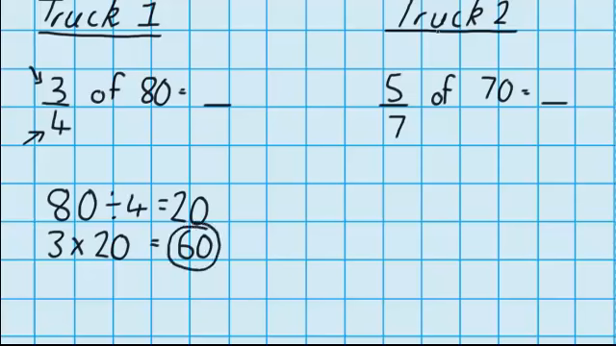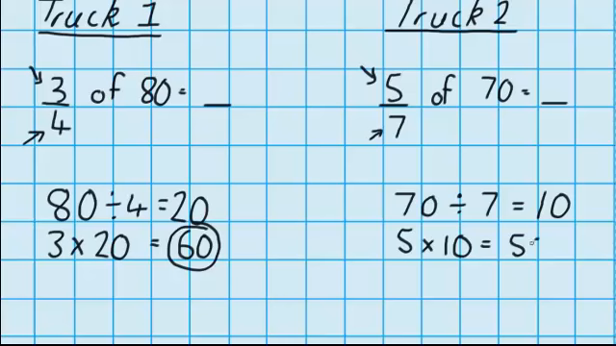Let's see how far truck 2 has travelled. Well, I need to imagine this trip being split into 7 parts, and I need to share these 70 kilometers among those 7 parts. So I'm going to start with some division. 70 kilometers shared between the 7 parts means each part of the trip must be made up of 10 kilometers. Now so far I've driven 5 of those sections. So 5 sections times 10 kilometers, because I know there's 10 kilometers in every section, equals 50 kilometers.